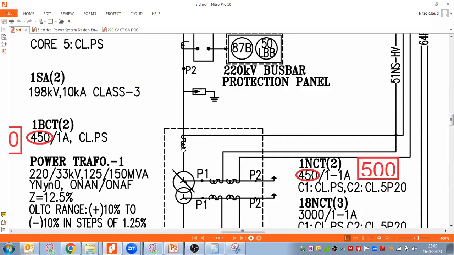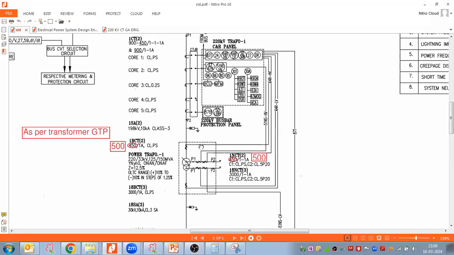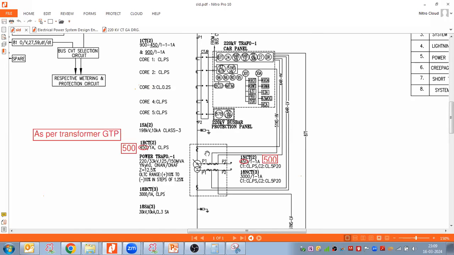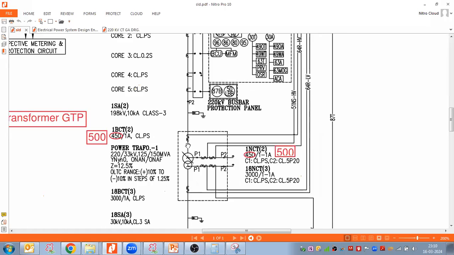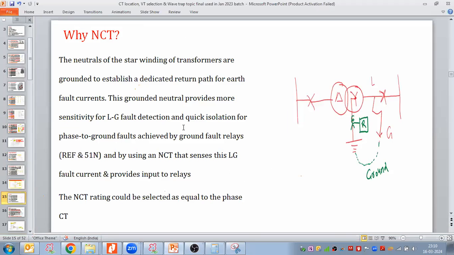Basically, we take two core CTs here. One core for the WTI and one core we are utilizing for REF protection purpose. So two cores we use in the phase bushing CT, and in the neutral CT also we take two cores: one core for the REF protection and the second core for standby earth fault protection, or SEF protection. Anyway, this is part of the protection model that we will discuss at that moment.